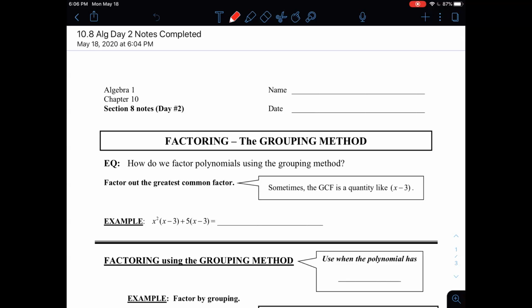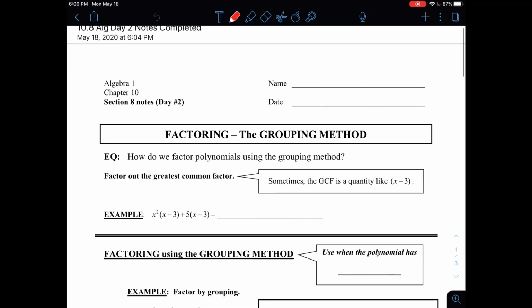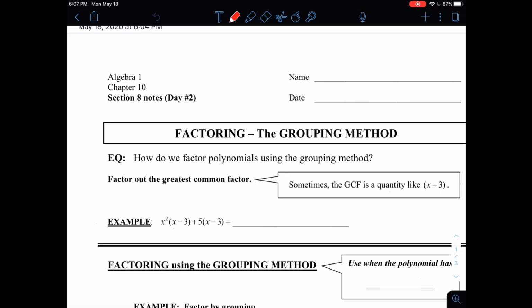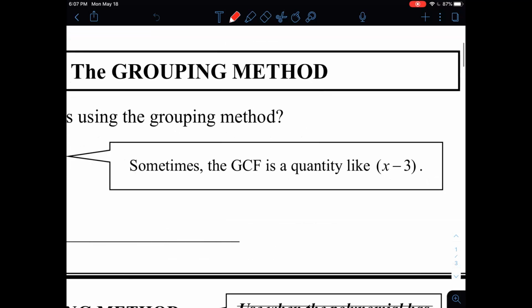If you recall from 10.8 day 1, which was a while ago, we factored out the GCF. In terms of variables and numbers, it was the biggest number that goes into everything and the smallest exponent that goes into everything. But you can also factor out a GCF that's not just a number or a variable. You can actually factor out entire terms, or entire expressions. Sometimes the GCF is a quantity like x minus 3.